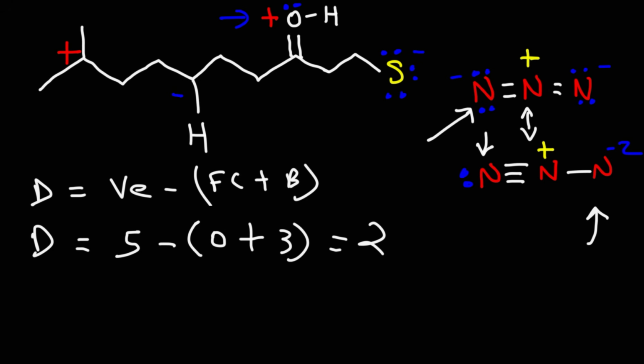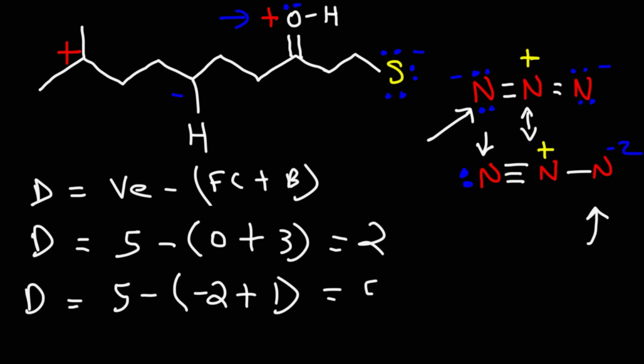Now let's look at our final example. When nitrogen has a -2 charge, how many lone pairs should we put on it? So this is going to be 5 minus a formal charge of -2, and this nitrogen only has 1 bond. So it's 5 minus -2 plus 1 is -1. 5 minus -1 is the same as 5 plus 1, which gives us 6. So we need to put 6 dots or 3 lone pairs on that nitrogen atom.